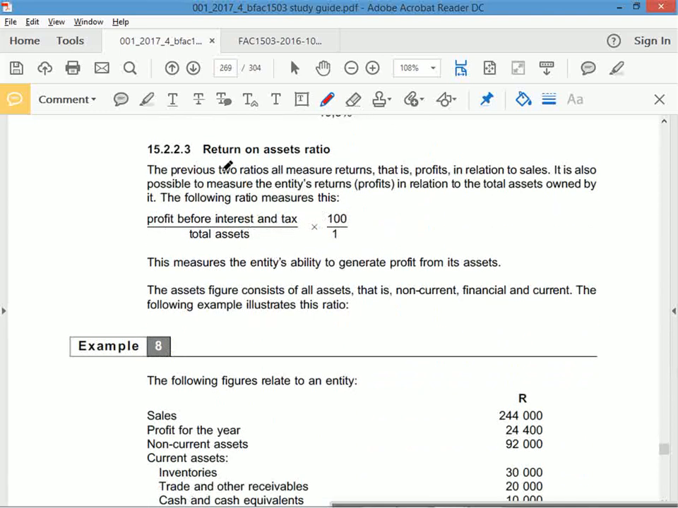Okay, return on assets, that's different. That one you don't even have to study. Return on assets: numerator is the return, denominator is the assets. Easy to study. You just need to remember that when calculating the return, I'm using the profit before interest and tax. Okay.